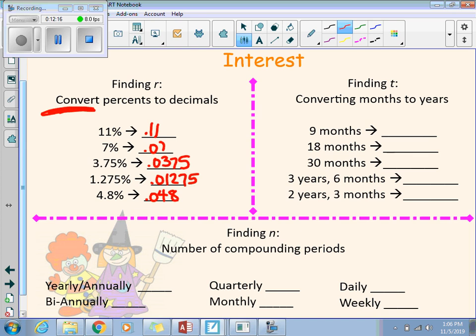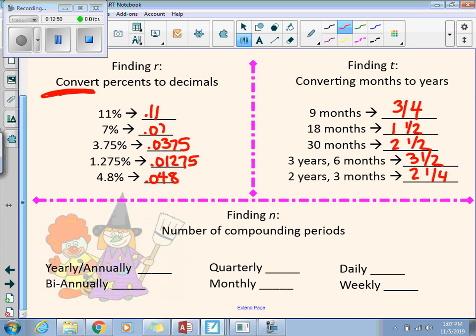Converting months to years, okay, because a lot of times we do things yearly rather than monthly. So 9 months is going to be 3/4 of a year. 18 months is 1 year and a half. Okay, 30 months is 2.5 years. 3 years and 6 months is 3.5 years, right? And 2 years and 3 months is 2.25. Okay, you just got to be able to switch between those.